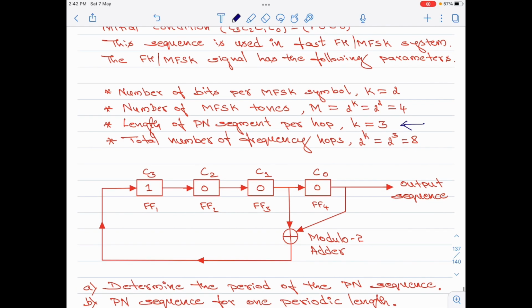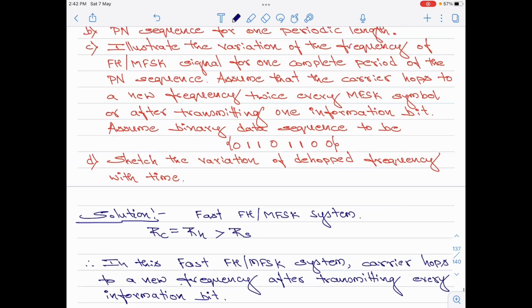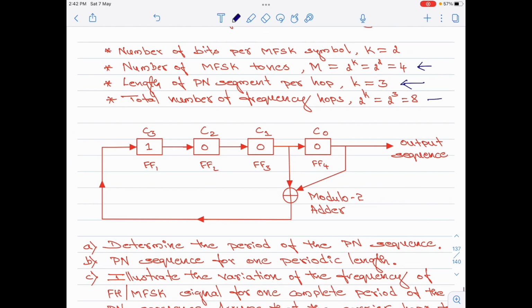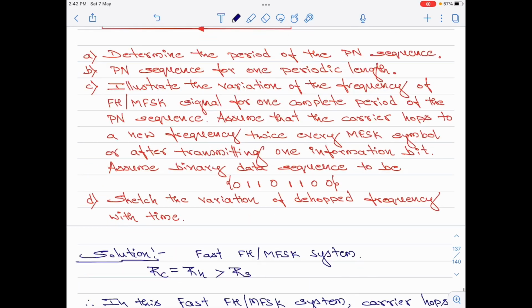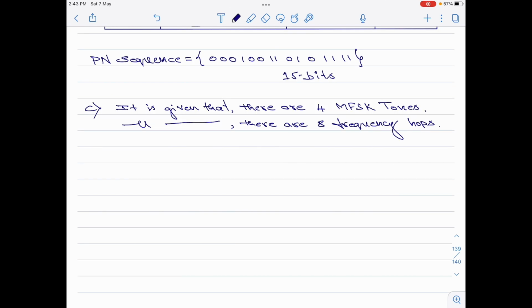Before I start answering this part of the numerical, I want you to note down there are 4 MFSK tones. I'll start my answer with that. Also, if you go back to the numerical and see the last parameter, we are told there are totally 8 frequency hops. We will note that as well. So, what I will now do is create 2 tables, one for the frequency hop frequencies, the second one for the MFSK tones. Let me first start with the carrier hop frequencies.